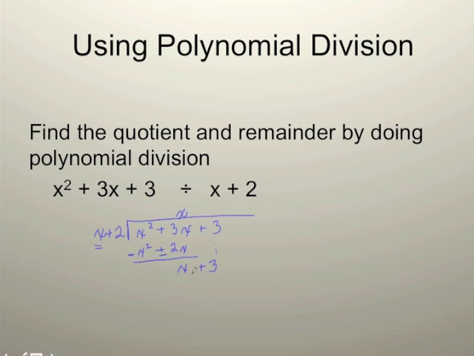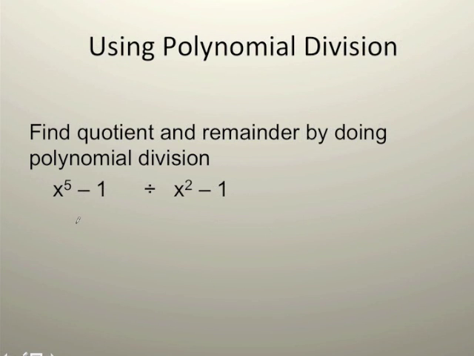Now, what do you take times x to get x? You really only have to ask that about the first term, and that would be 1. So plus 1, we multiply that. 1 times x plus 2, we get x plus 2. Subtracting that, x's are gone, and we'll get a 1. So the quotient here is x plus 1 with a remainder of 1. That would be my solution.